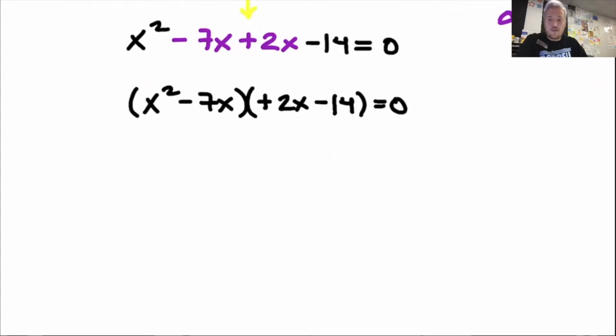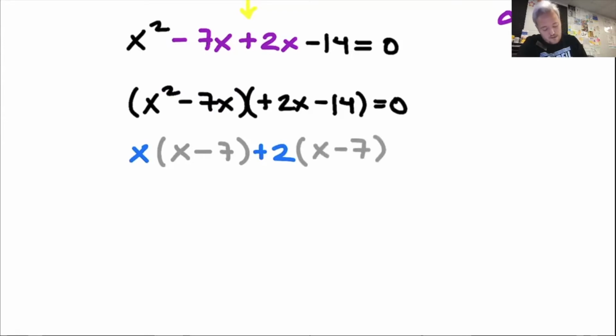All right, so I want to find the greatest common factor between the first and the second group. So in the first group, in this x squared minus 7x, I can take out an x. So when I take out that x, I'm going to have x minus 7 left. And in the second group over here, between 2x minus 14, I can take out a 2. So when I take out that 2, I'm going to have x minus 7. And I'm setting that equal to 0.